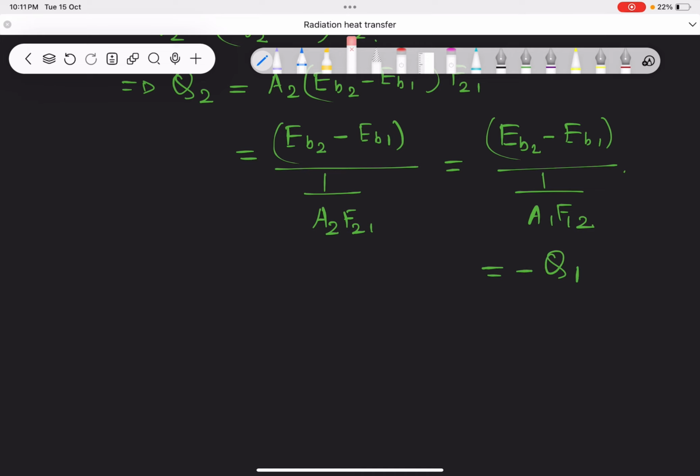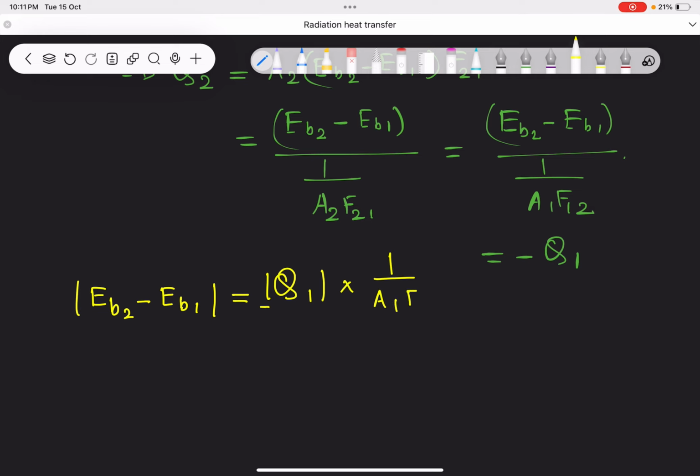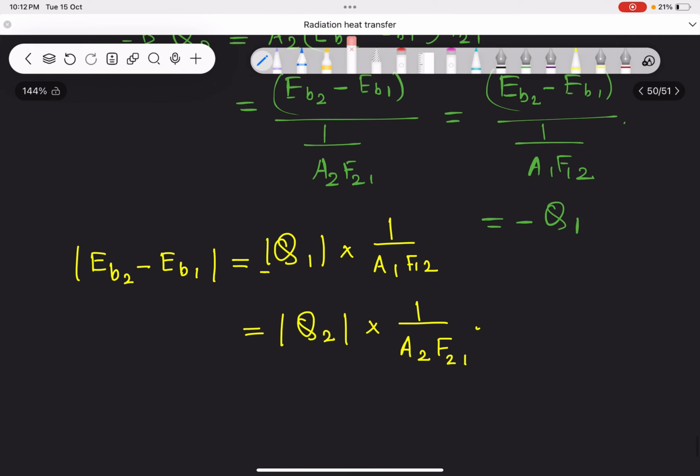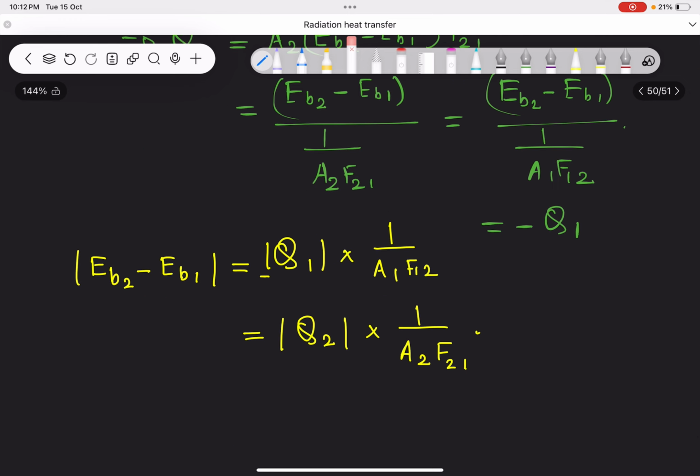Clear? So if I have two black surfaces, then this is like Ohm's law. My voltage difference, EB2 minus EB1, I can give a mod here, is equal to mod of Q1 into 1 by A1 F12, and you can also write mod of Q2 into 1 by A2 F21, and you can always play with these things. Now if A1 and A2 are equal, then these will not matter, but if A1 and A2 are not equal, then these will matter. You are putting which thing where.